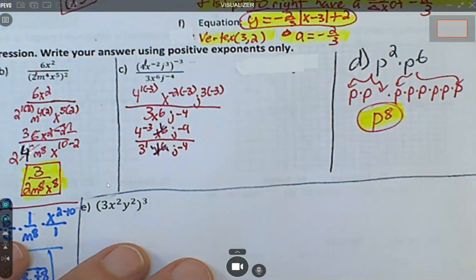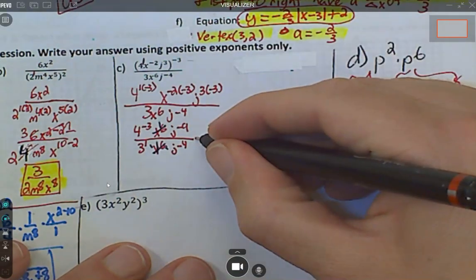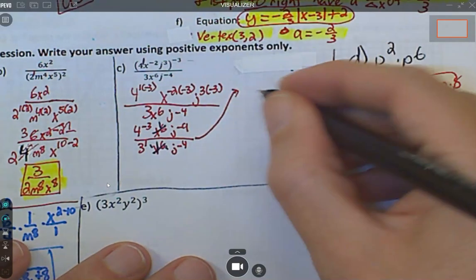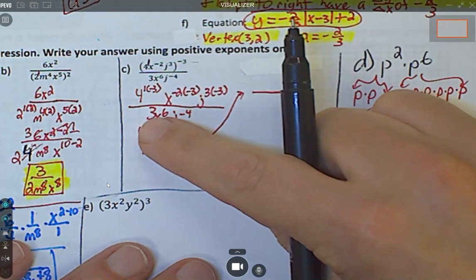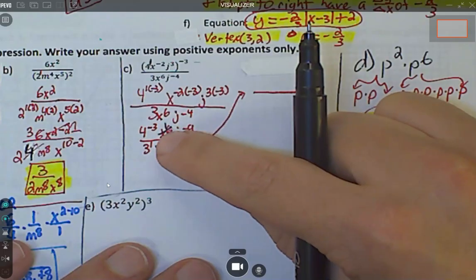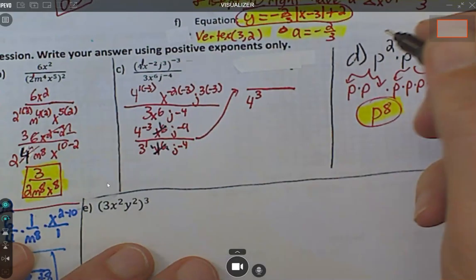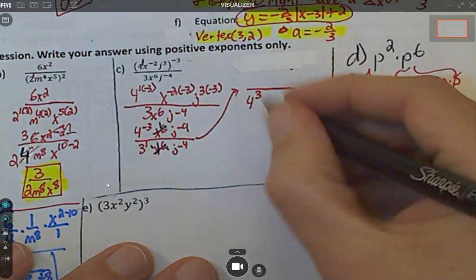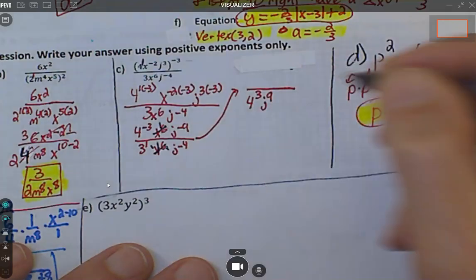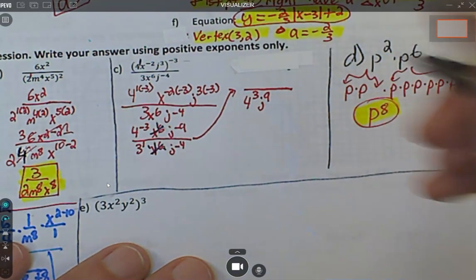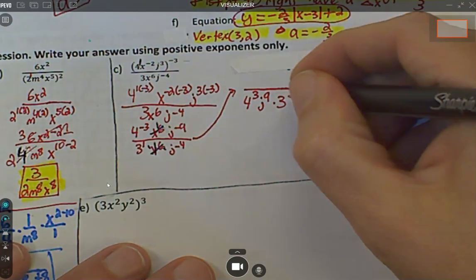Okay, now I play a game called Stay or Go. Okay, I'm going to write a big fraction bar. Okay, if it's got a negative exponent on it, we move it from the numerator down to the denominator. So 4 to the third would move down here. J to the ninth from the top, it'd move down. Okay, what's already down there? Well, we got times 3. Okay, 3 to the first.